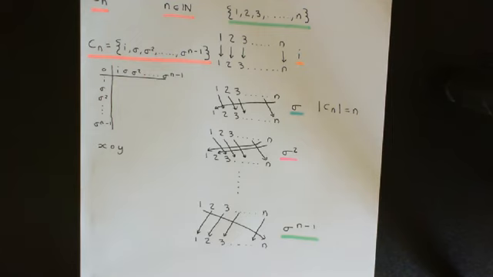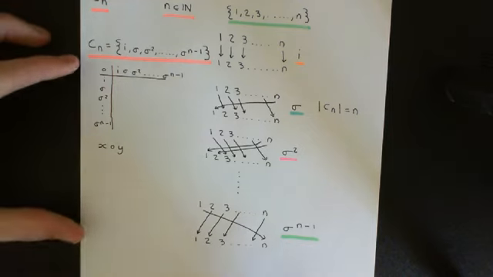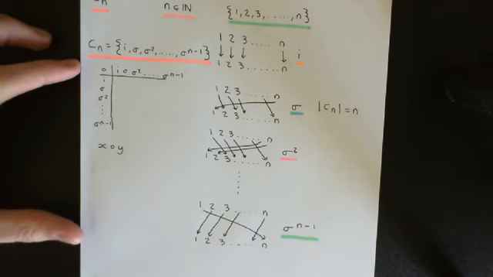So hopefully you can see that when you compose two cyclic set permutations together, you cannot possibly end up with a set permutation that is not a cyclic set permutation. Right, so that's closure.